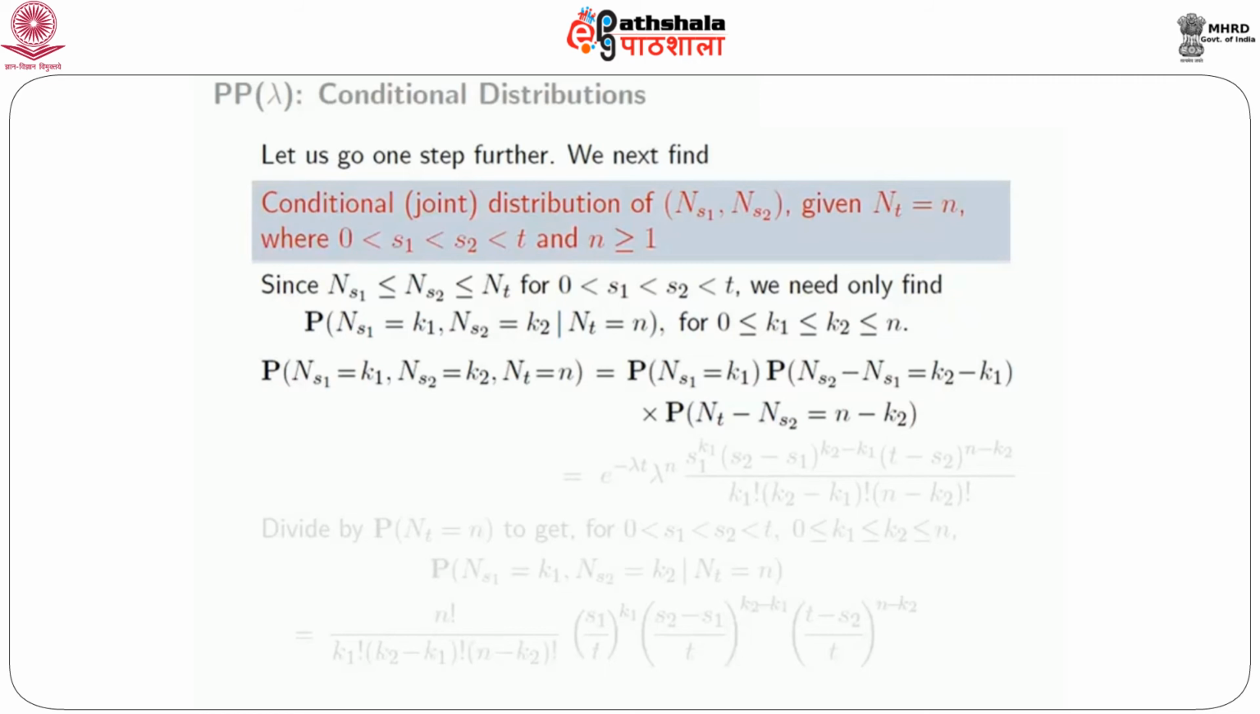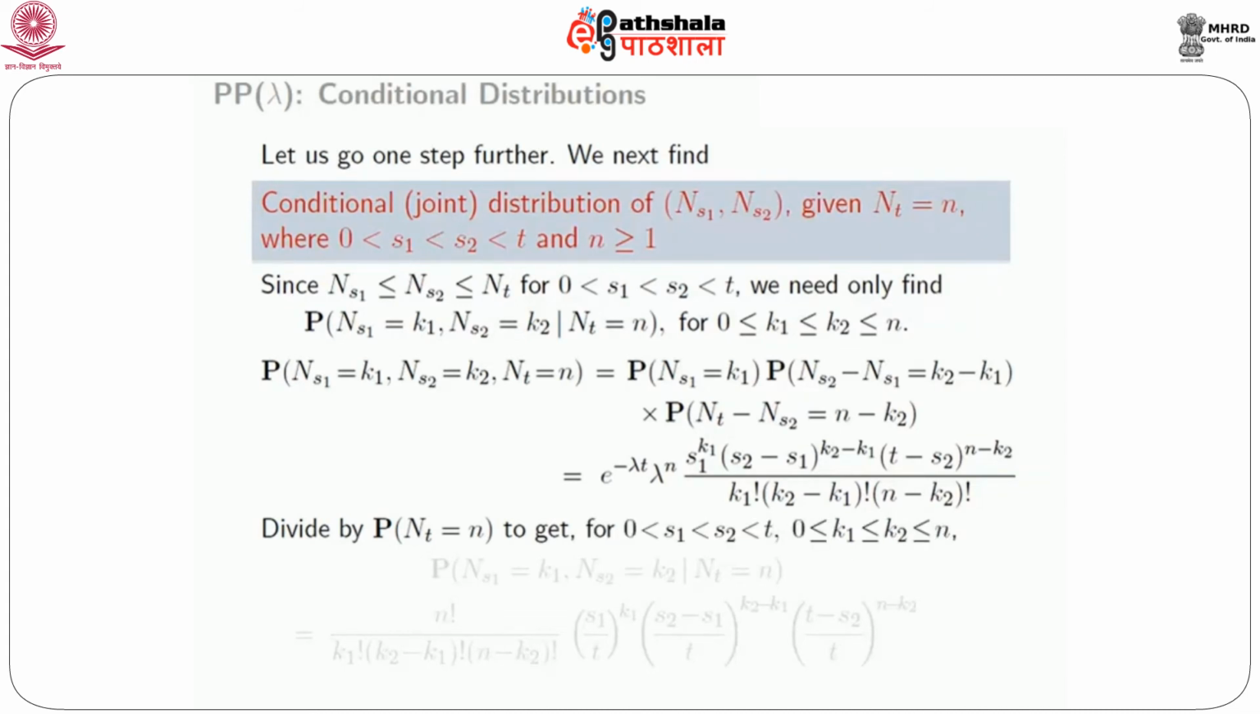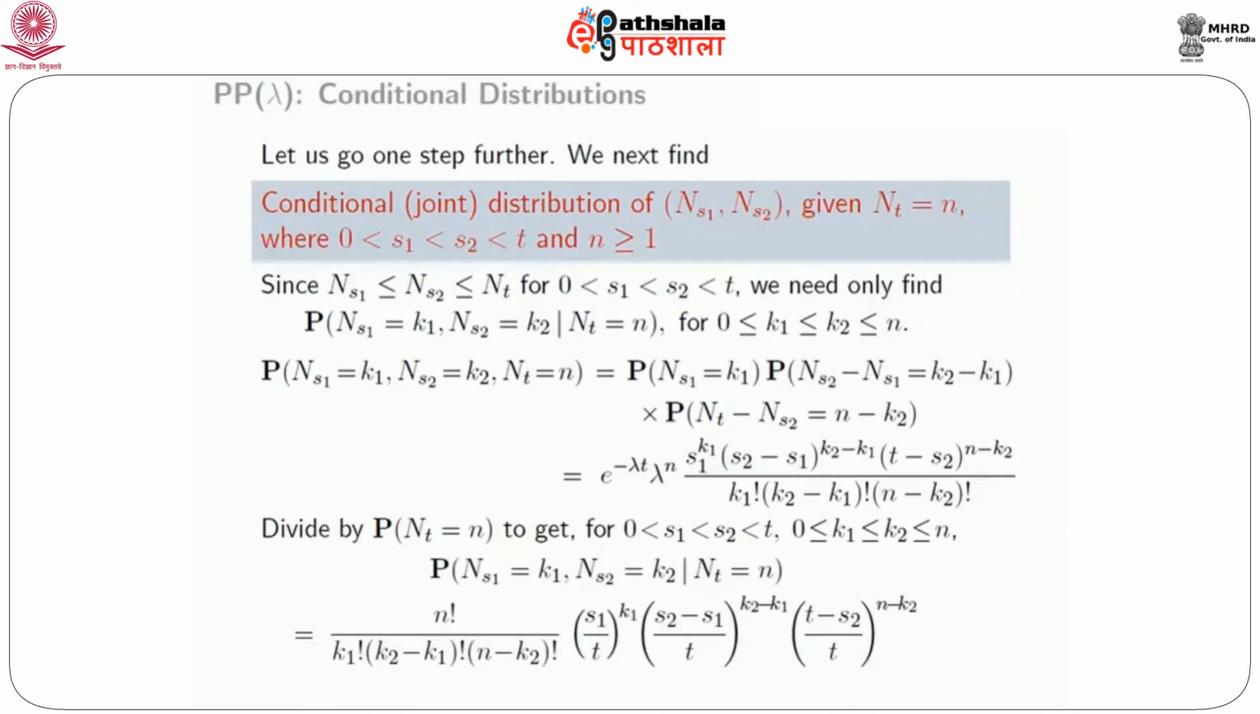So first we find the probability of all three events, the intersection of all three events: N_s1 equal to k1, N_s2 equal to k2, and N_t equal to n, the probability of all three happening together, then we'll divide by the probability N_t equal to n. And of course, the strategy is exactly as before. We write these three events in terms of increments and then use the fact that the increments are independent and also the increments have a Poisson distribution. So we write that and simplify, and this is what we get.